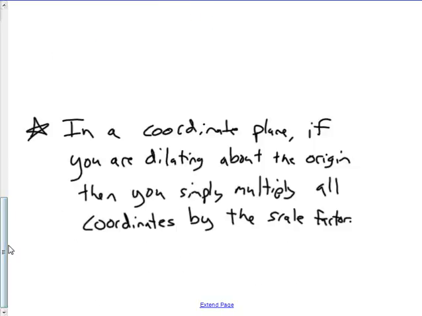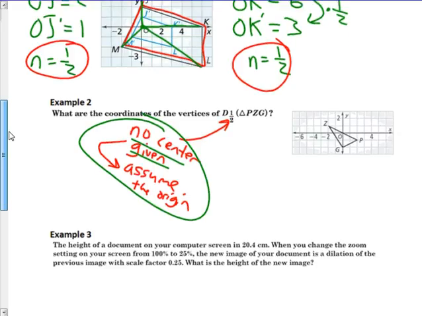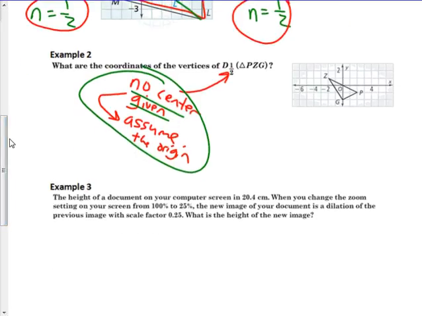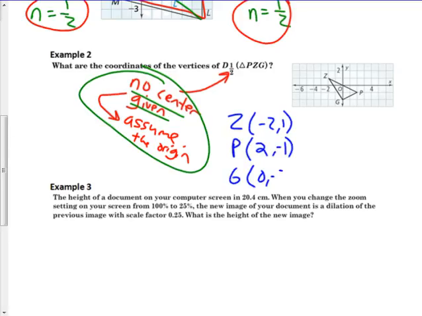If you have the ordered pair 2, 1, and you want it to be twice as far away, multiply it by 2, it's going to be 4, 2. It will be twice as far away. It's just taking the distance away from the origin. So if we have Z is negative 2 and 1, P is 2 and negative 1, and G is 0 and negative 2.